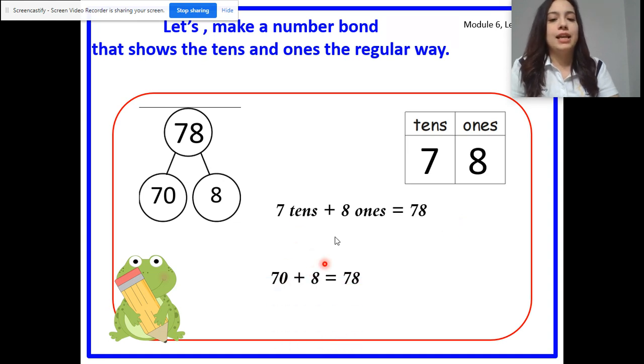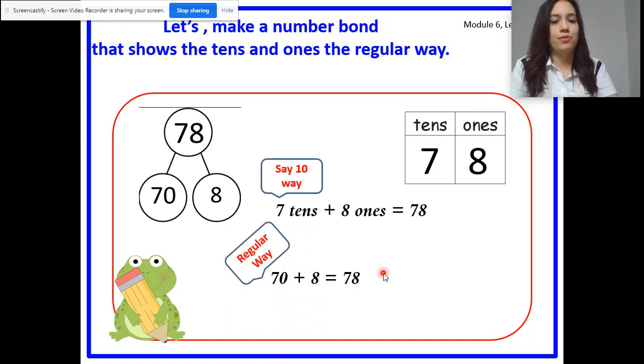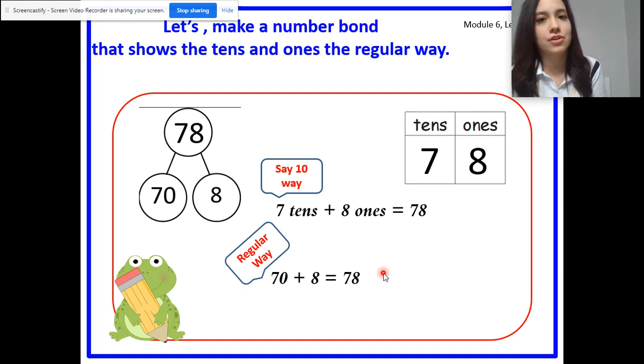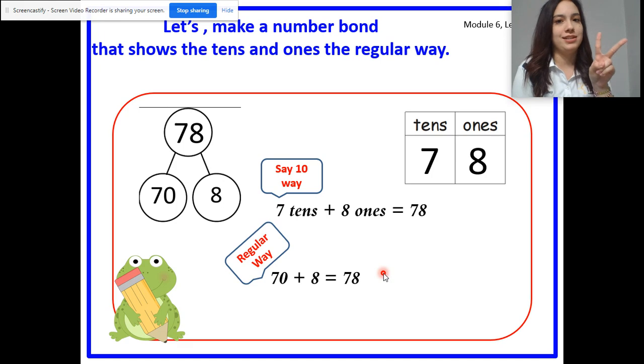70 plus 8 equals 78. Now say it with me. Get ready? 70 plus 8 equals 78. Very good. So you see, say 10 way, regular way. Remember that because for today's problem set, you're going to need to know how to write it both ways.